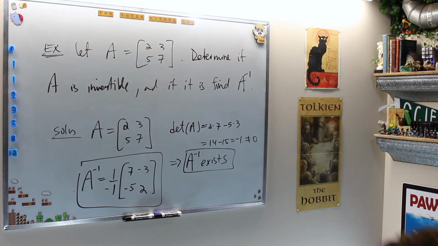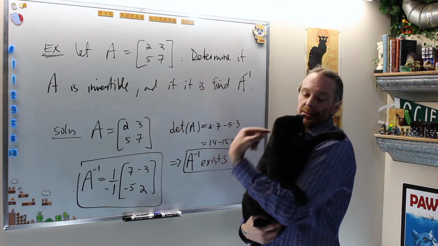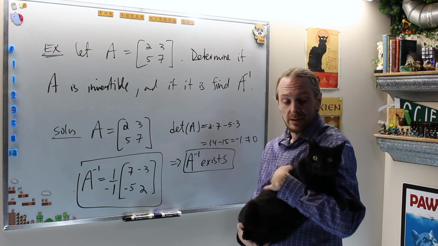You coming back for more? So this is the inverse of a matrix. This is Noodles, the all-black male cat who runs the show.